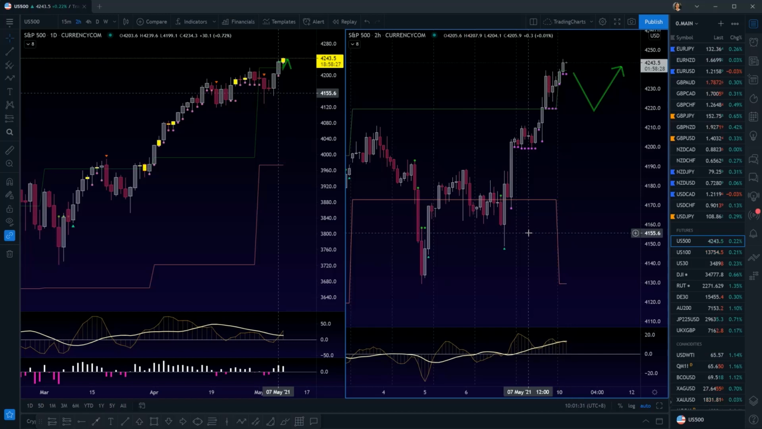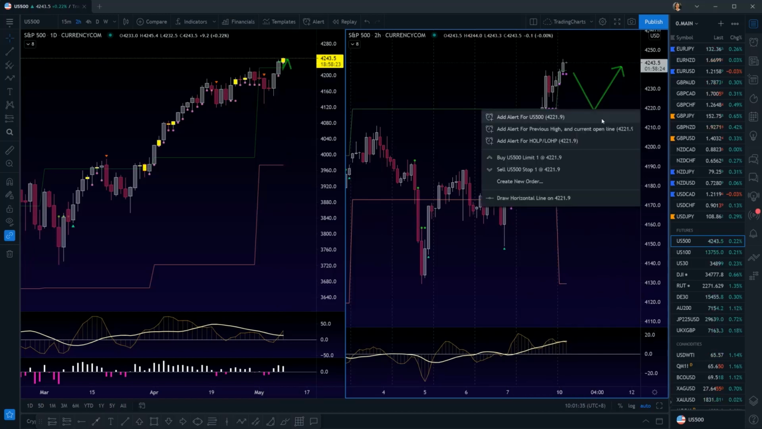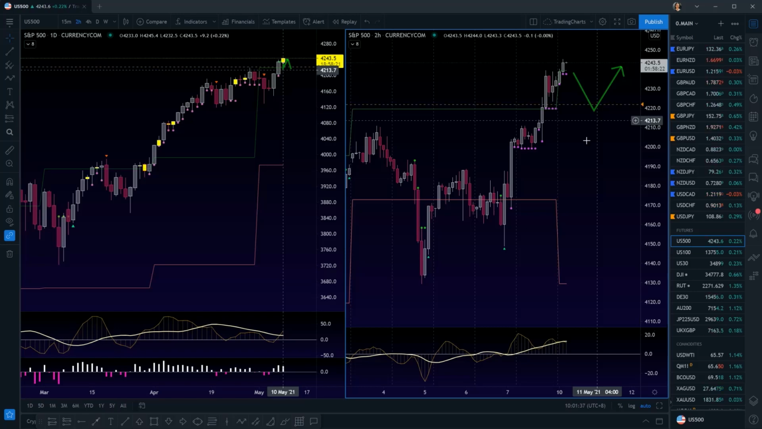Yeah, we'll consider trading a pullback. So let's just set a reference point here and not worry about it.